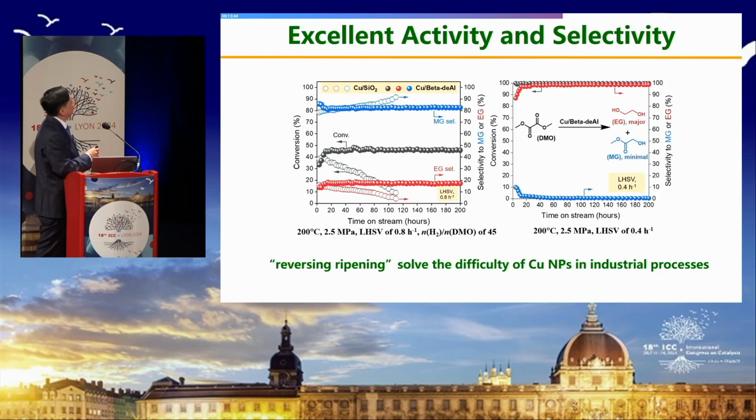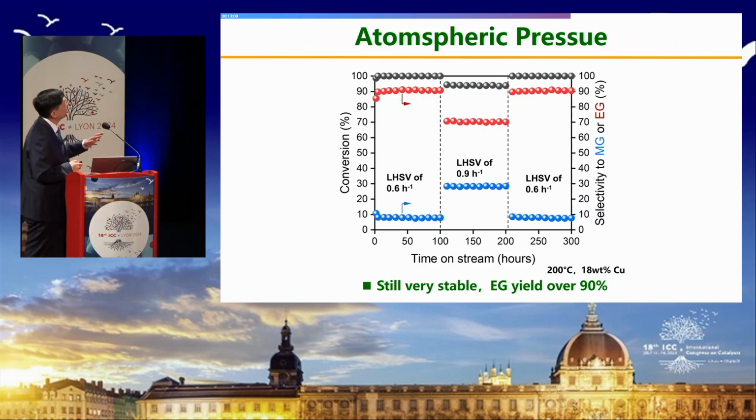Here you can see the activity and the selectivity, very high activity, also very high selectivity. Here, almost 100% conversion, 99% selectivity. So reversing the ripening solves the difficulty of nanoparticles in the industrial process. We would like to say this process is already commercialized in China. So this new way can solve the ripening problem for the copper nanoparticle. Even at 1 atmosphere, still very good. Still very stable, the yield over 90%.